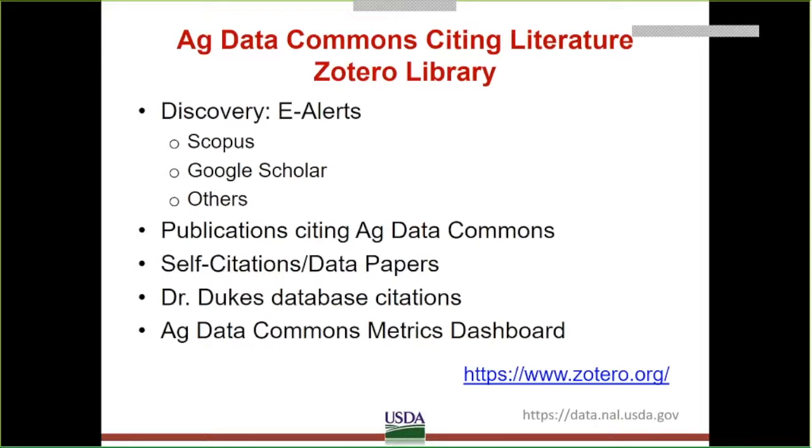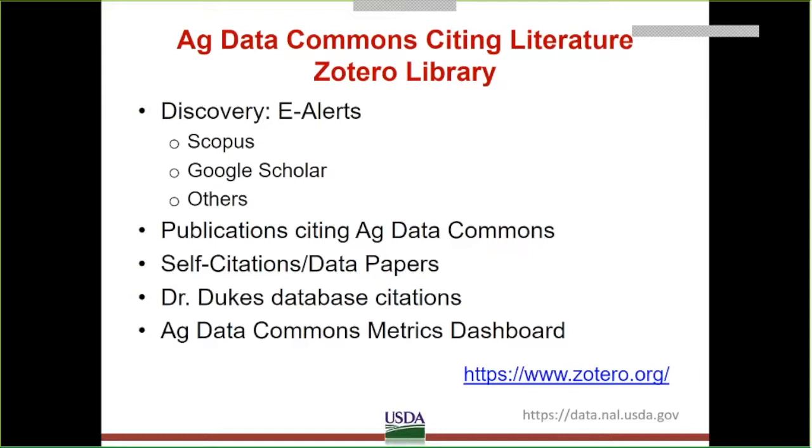We're compiling a growing bibliography of articles and other publications that cite data sets in Ag Data Commons. To do this, we have set up email alerts in services such as Scopus and Google Scholar, as well as running searches in various collections. Our goal is to automate this process to the extent possible, although some level of manual searching will probably always be necessary.